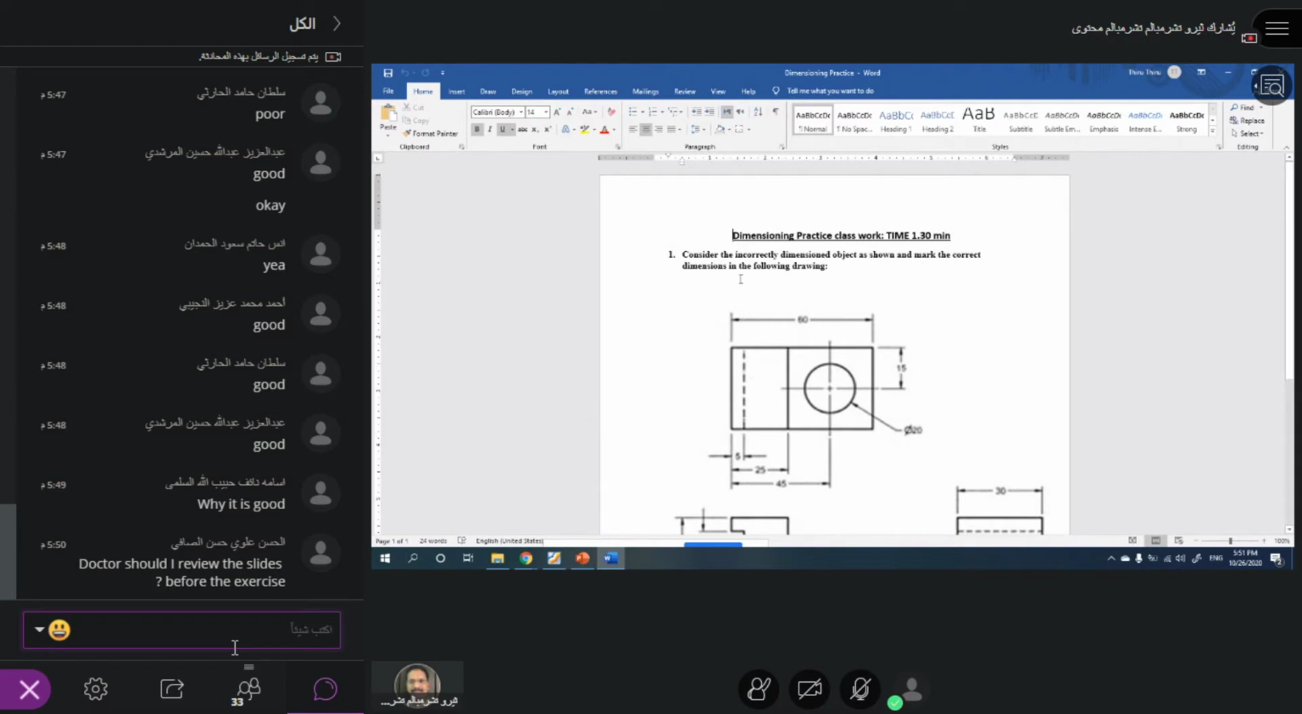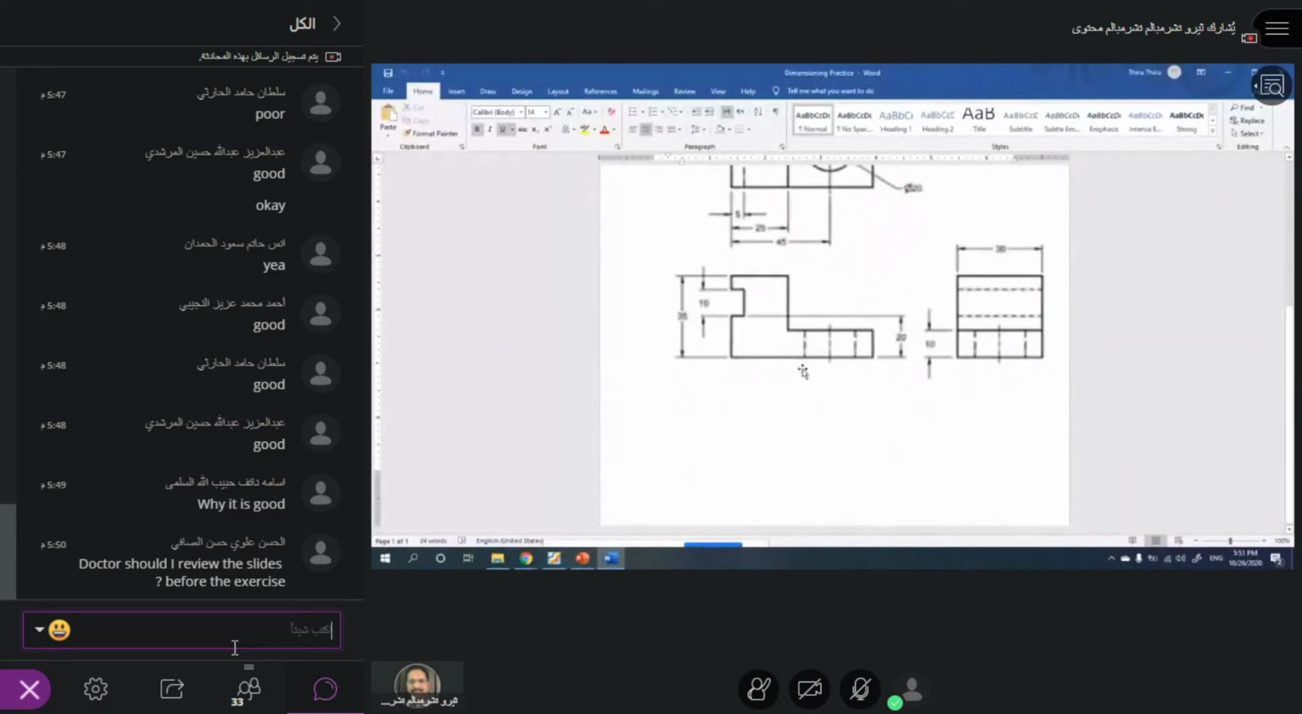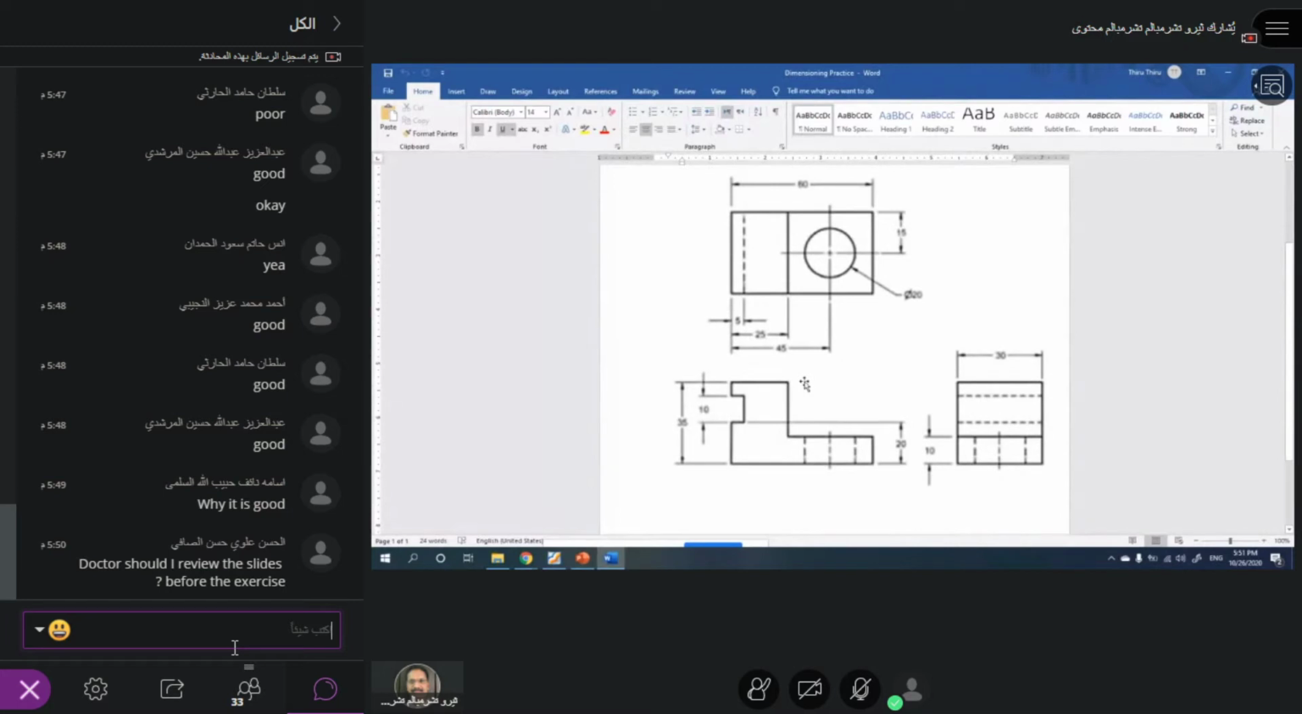Consider the incorrectly dimensioned object as shown and mark the correct dimension in the following drawing. So first, see the drawing, check the dimension, what mistakes he made, and then you repeat the same drawing in your A3 sheet and you put the dimensions correctly. Do you understand, all of you?